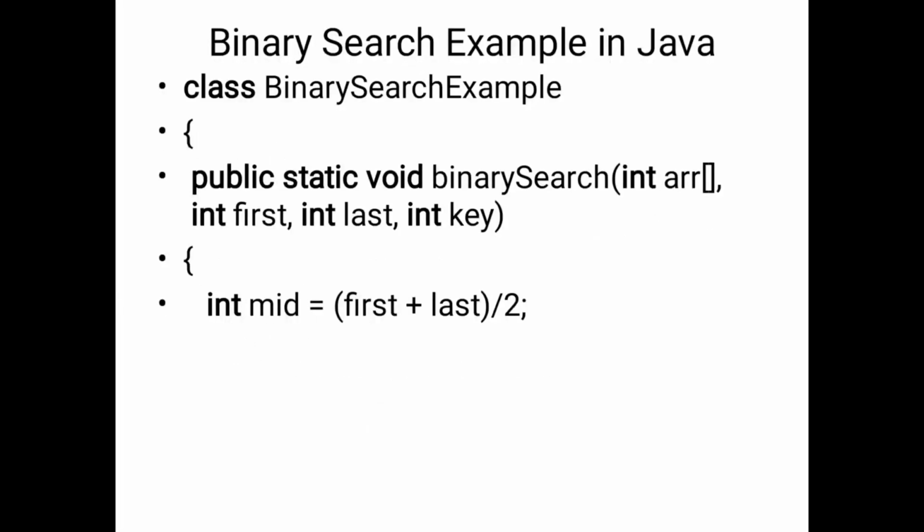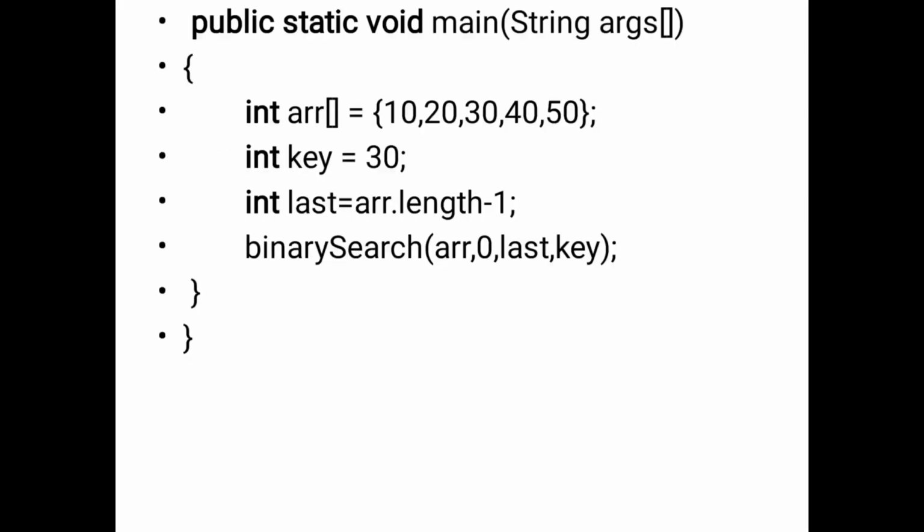Next one, the procedure of binary search, you can see here. We are statically passing the elements 10, 20, 30, 40, 50. Key element is 30. The last element is arr.length minus 1. The indices are 0, 1, 2, 3, 4, so arr.length is 5. 5 minus 1 is 4, which will be stored in the last position.